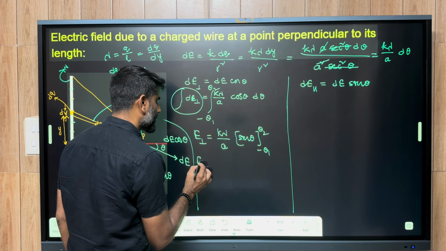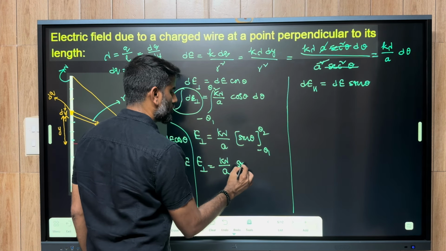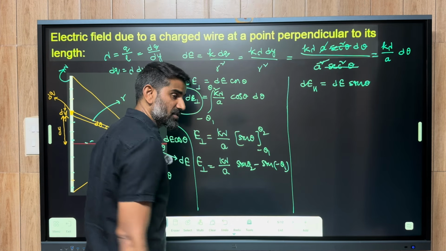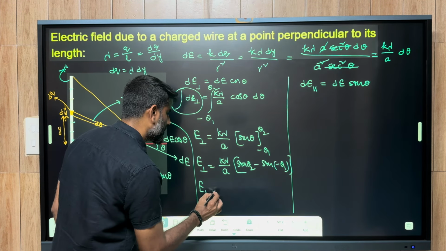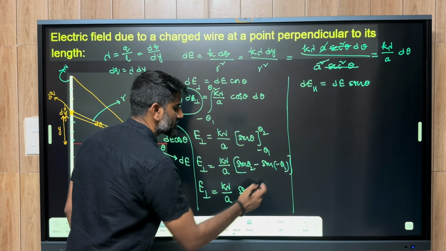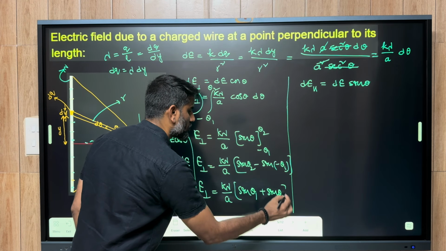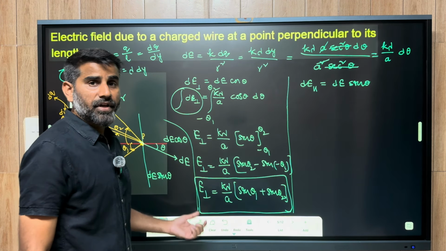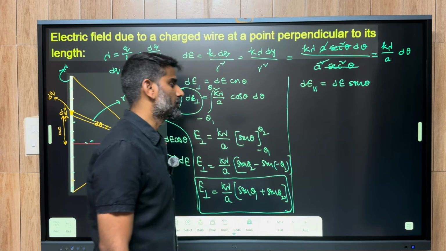Now, if I substitute these limits, k lambda by a times sin theta 2 minus sin of minus theta 1. Sin of minus theta is minus sin theta. So the result would be E perpendicular equals k lambda by a times sin theta 2 plus sin theta 1. I am writing it as sin theta 1 plus sin theta 2, makes no difference. This is a very, very important formula for the vertical, perpendicular component of the field of the rod.